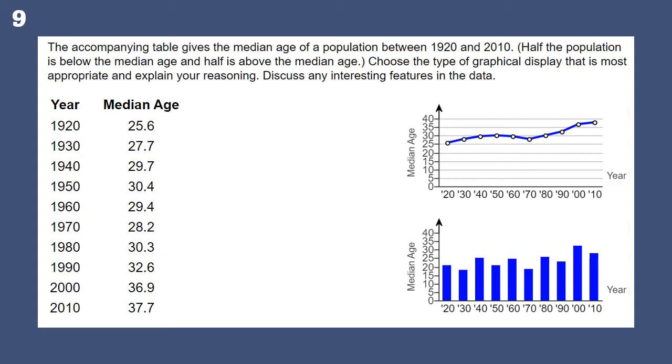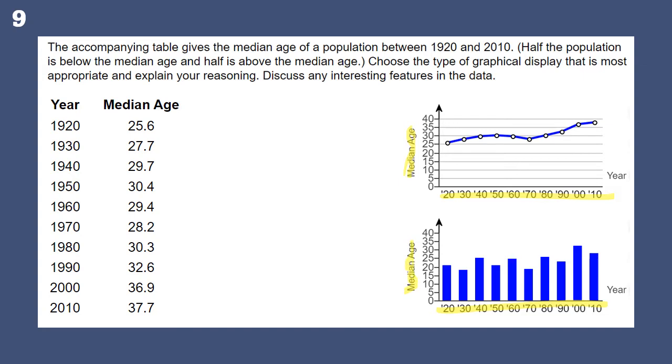When we're looking at data in a table and we need to convert it to data in a graph, we need to be able to choose the data table and graph match that makes the most sense. Let me give you an example here. In this example, we have years along the bottom, and you'll see that's true of both of these. Both of them are years. Then we also have a median age, and both of them say median age.